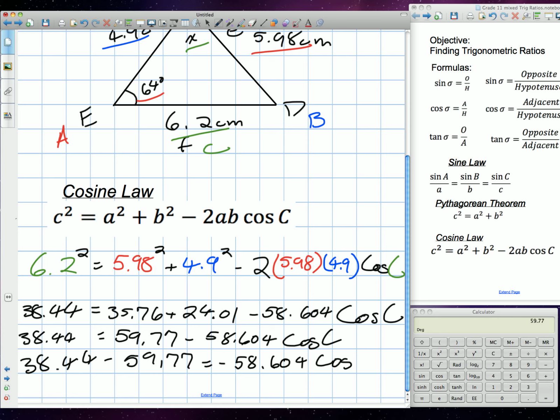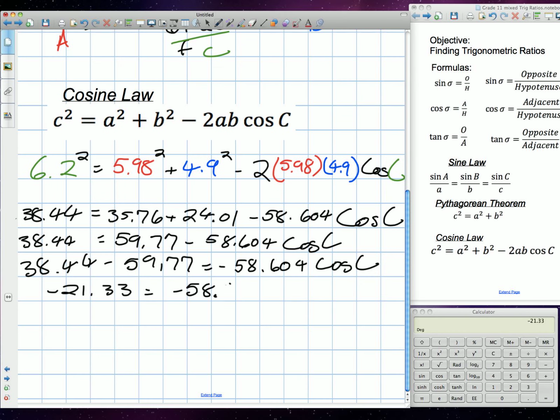We combine these two numbers, 38.44 subtracted by 59.77, get a negative number, which makes sense. Negative 21.33 is equal to negative 58.604 times cos C. Okay? Now I still got to isolate C. How do I move 58.604 to the other side? That's right, we have to divide because it's technically times cos C. So we divide, it's not crossing out, it's a division sign, both sides by this term.